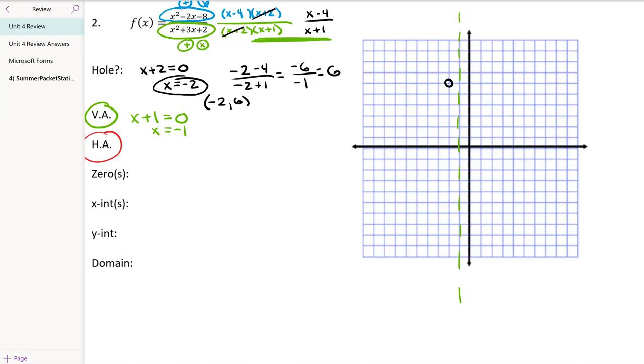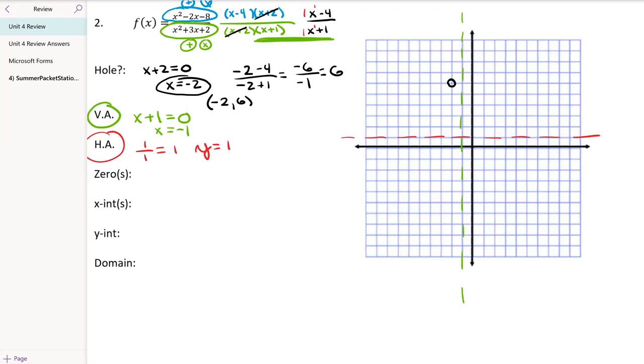Perfect. Okay, so horizontal asymptote, we are comparing the exponents in our numerator and denominator. You can use the simplified version or the original, doesn't matter, should be the same answer. So here we have both exponents of 1, so we're going to divide the leading coefficients, so 1 over 1 equals 1. Our horizontal asymptote is the line y equals 1.